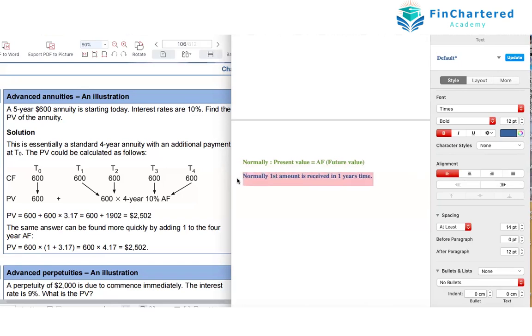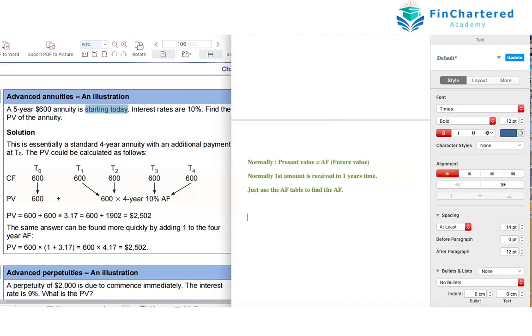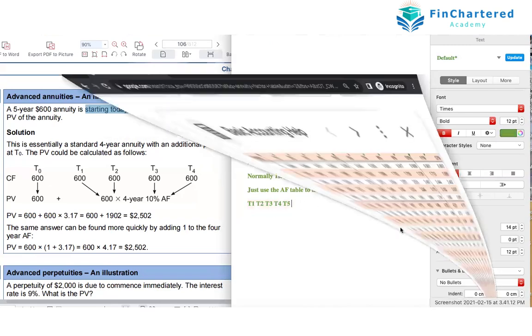So you just use the annuity factor table to find the annuity factor. So suppose if this same question said that you get the first payment in 1 year's time, you will say time 1, time 2, time 3, time 4, time 5. Basically, this is when you will get the payments. How many years are there? 1, 2, 3, 4, 5. So you will simply take the annuity factor for 5 years at 10%.